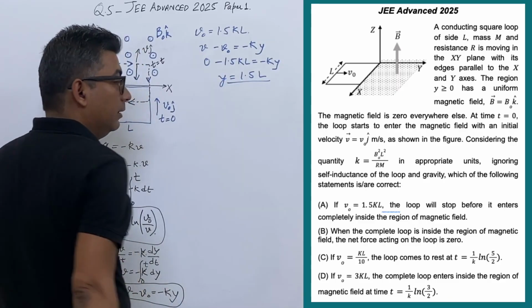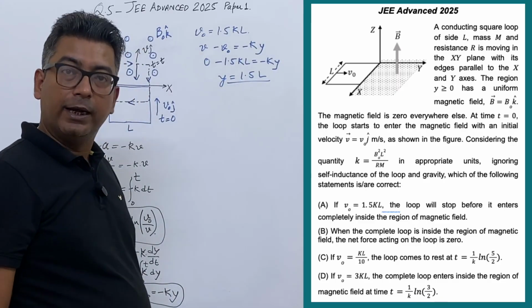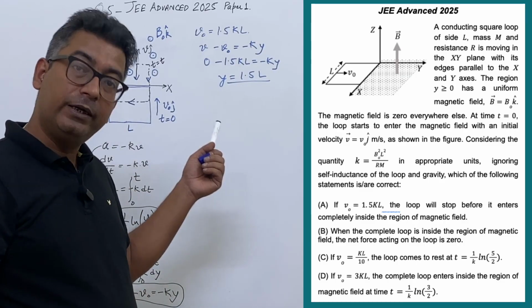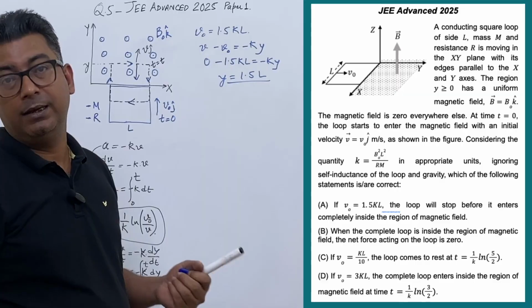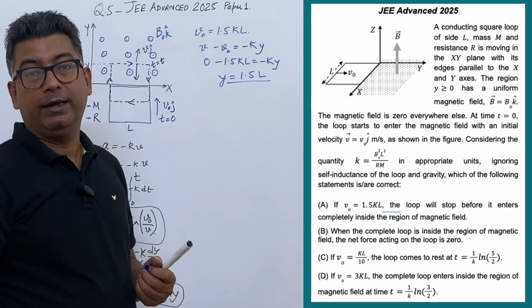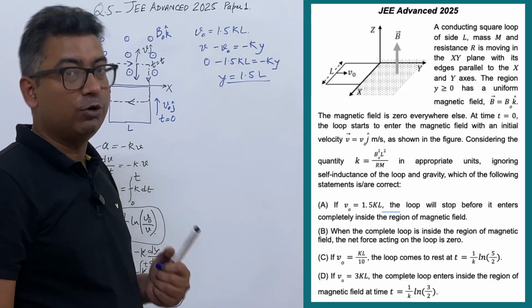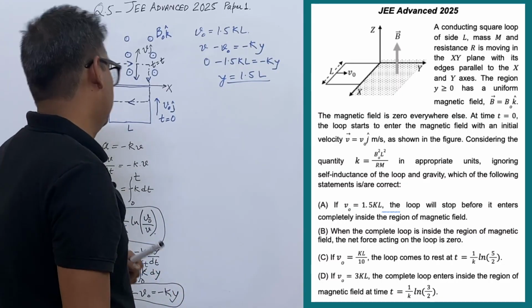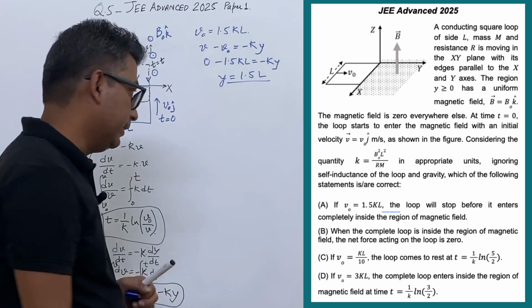That means the first option is incorrect, because the loop will actually travel 1.5 times L and not anything less than L. If it was less than L, I would have said yes. Okay, the answer is correct, but it is... So first option A is rejected.